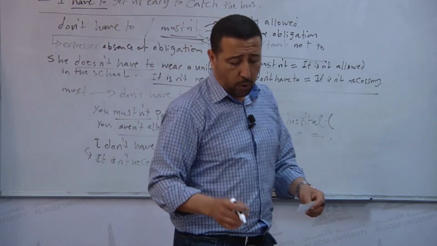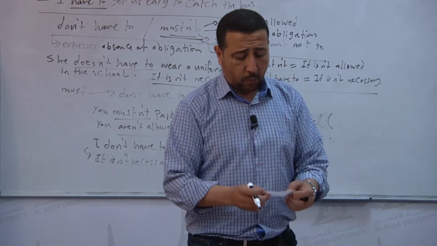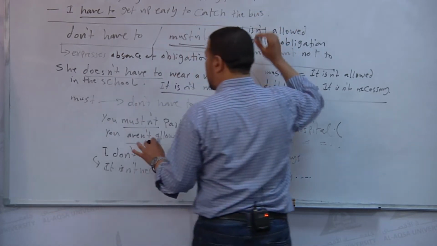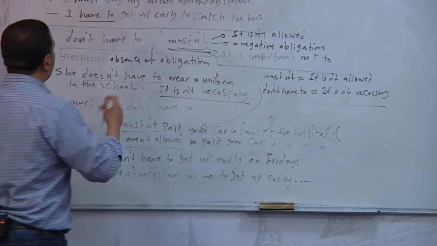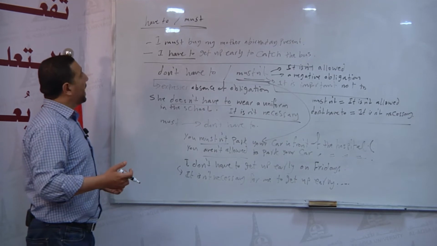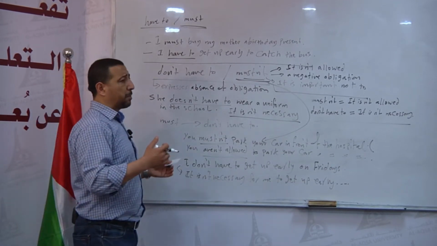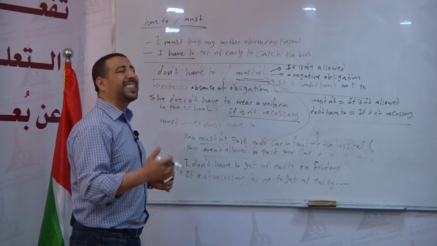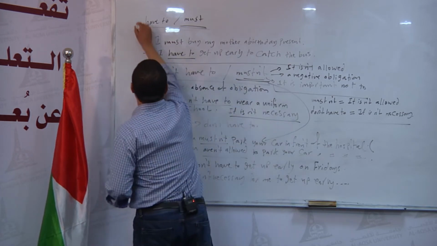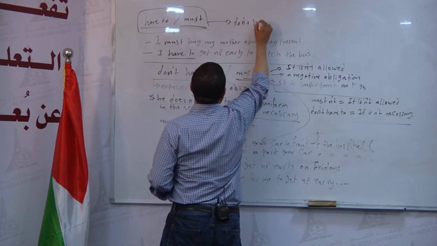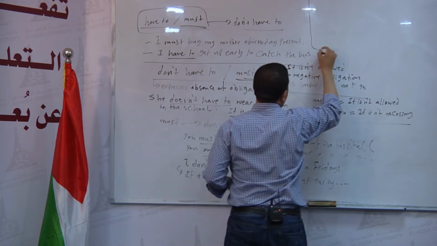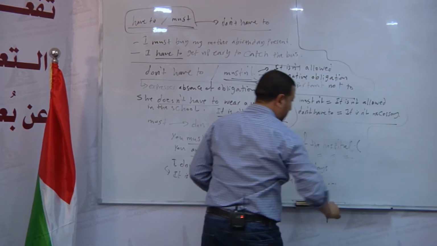So let's go to another idea, which is can and be allowed to for permission. This is done actually concerning have to, must. Don't have to is the negative, which is the absence of obligation, and must and mustn't. Mustn't is not the negative of must, because the negative form for both have to and must is don't have to. However, mustn't is something else, which is completely different.